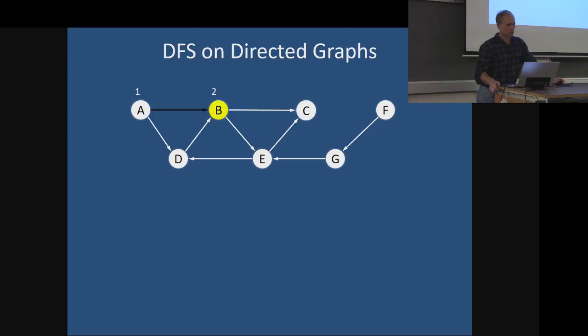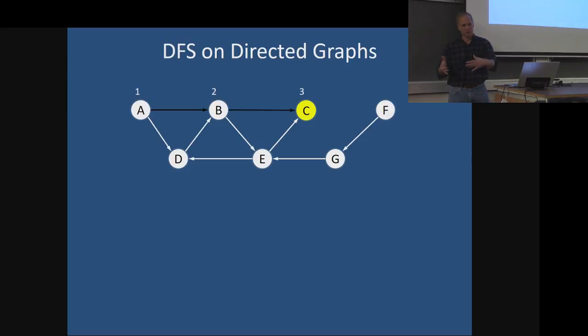It goes to either C or E next. In alphabetical order, we'll go to C. It's unvisited, so we mark it visited and give it a pre-number of 3. Now what are we going to do from there? Depth first search called explore of A, called explore of B, called explore of C, so we're four frames deep on the stack. What does explore of C do?